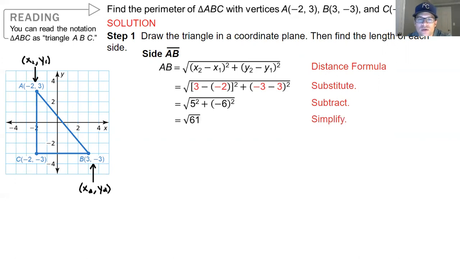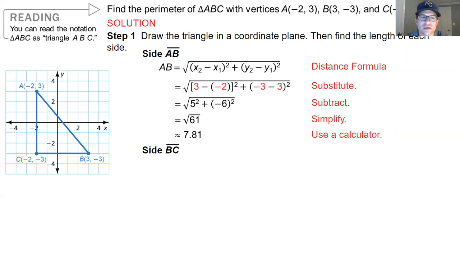Then you're going to go ahead and square those numbers. 5 squared is 25, and negative 6 squared is 36. Add them together to get 61, and you're going to roughly estimate that square root of 61 to get 7.81. So that is the length of side AB. Now the directions say to find the length of each side and find the perimeter.